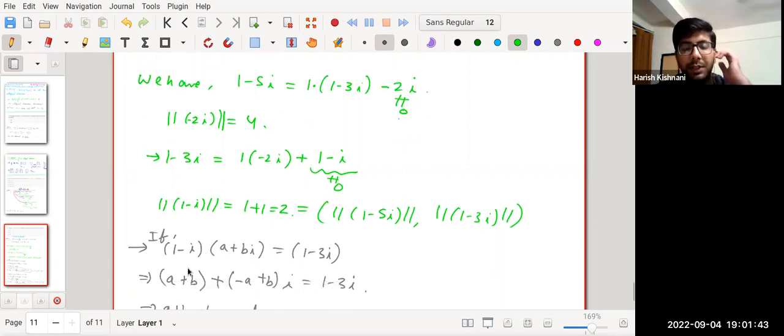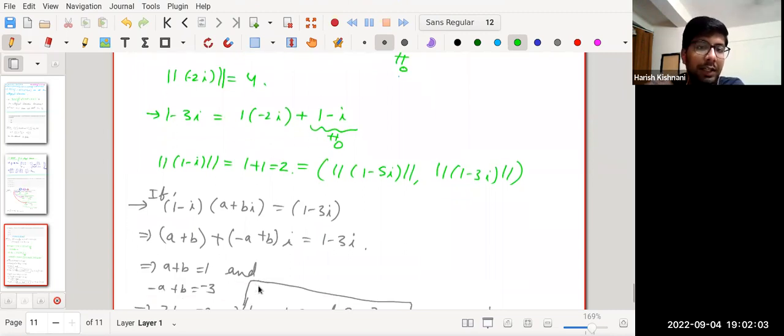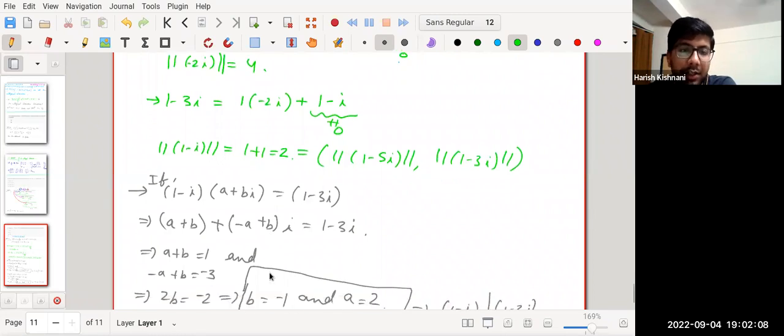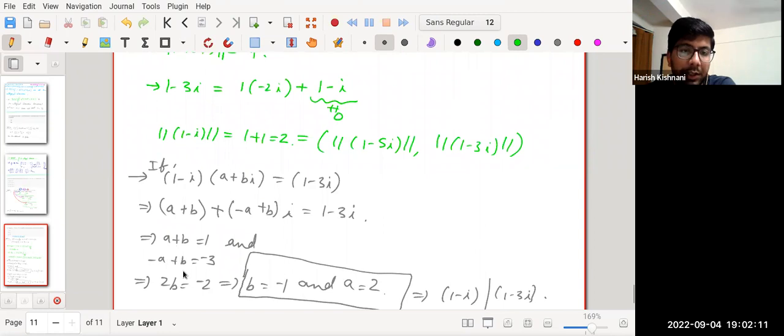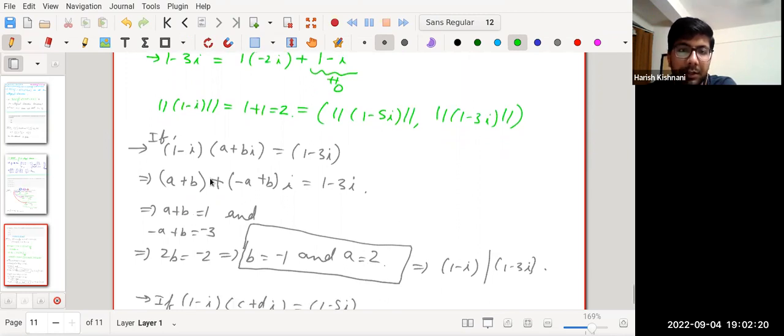So let 1 minus i times a plus bi be 1 minus 3i. Then you have (a plus b) plus (minus a plus b) times i is 1 minus 3i. So compare the coefficient of i and the constant term. You have a plus b to be 1 and minus a plus b to be minus 3. Thus after adding, you will get 2b equal to minus 2, which implies b is minus 1. And from here you will get a equal to 2. So it implies that 1 minus i divides 1 minus 3i.